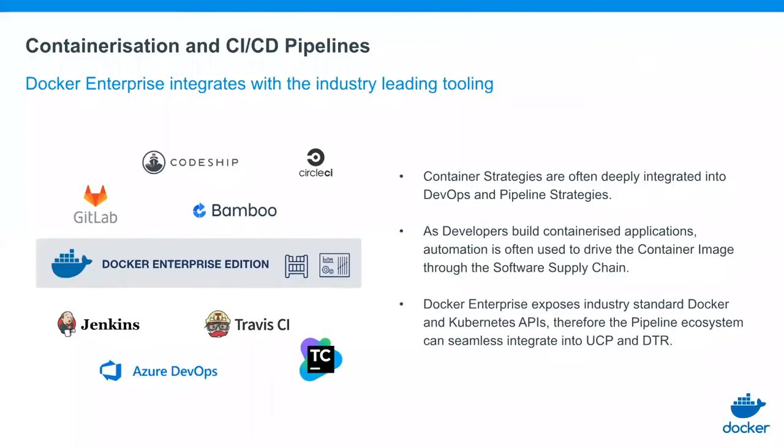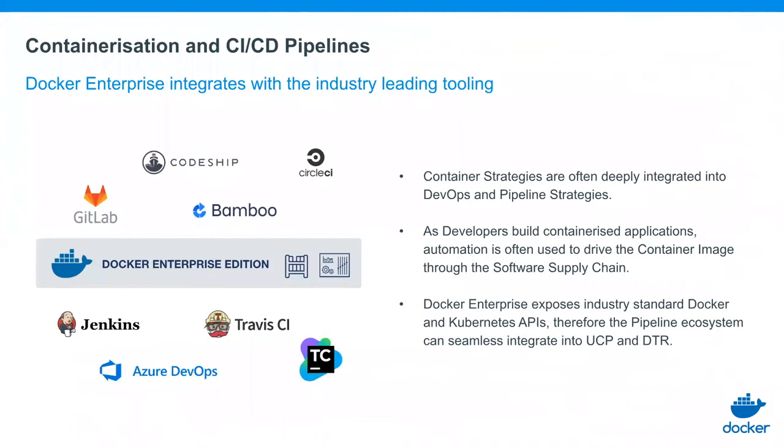Okay, so next question: how can we start to provide agility for the operators? One of the most common questions I get asked as part of solution engineering in Docker is, how do I integrate this into my pipeline? Or how do containers and pipelines work together?